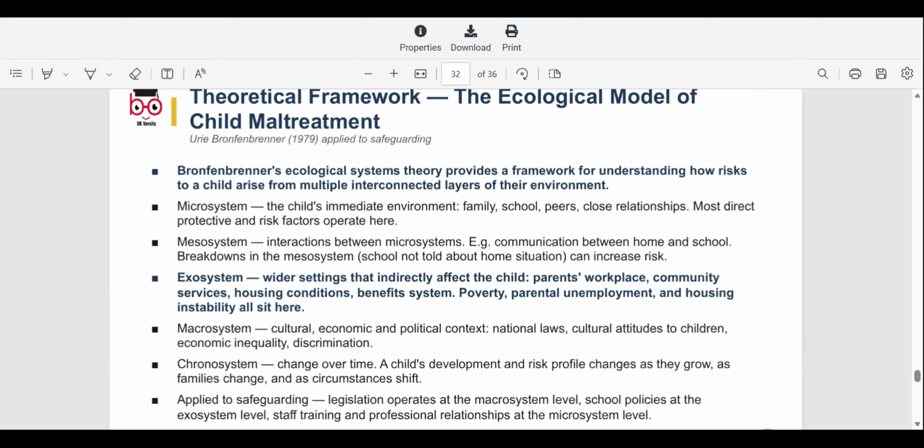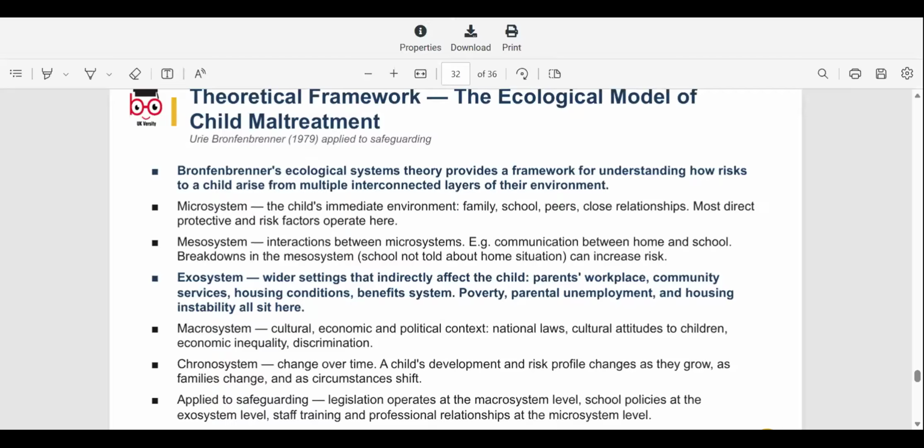The ecological model of child maltreatment. Here they looked at Urie Bronfenbrenner's ecological theory, applied to safeguarding and conceptualizing child maltreatment not as an isolated event, but as a result of complex interaction between a child and their multi-layered environment.